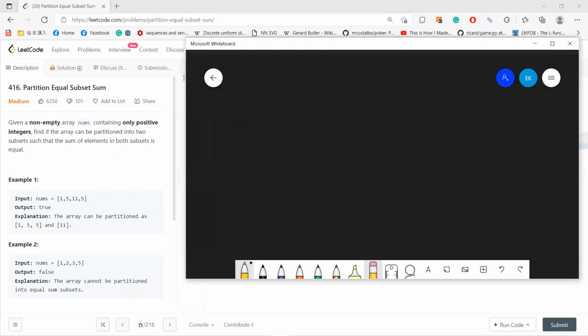Let's solve this 416 partition equal subset sum. Well, this is a famous result. Basically, given a number array of only positive numbers, find if the array can be partitioned into two subsets. So this problem can be just reformulated as a target sum, right?